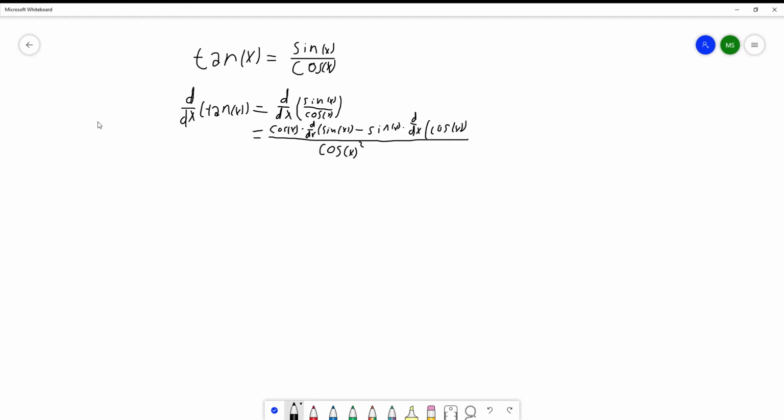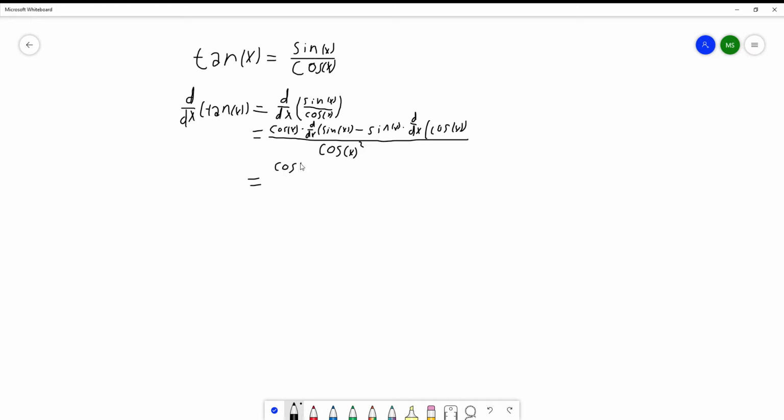So let's work this out. We've got from the quotient rule this one times the derivative of this one minus this one times the derivative of this one, and then divided by this one squared. So that's cosine times the derivative of sine minus sine times the derivative of cosine, divided by cosine squared. Now we can work that out.